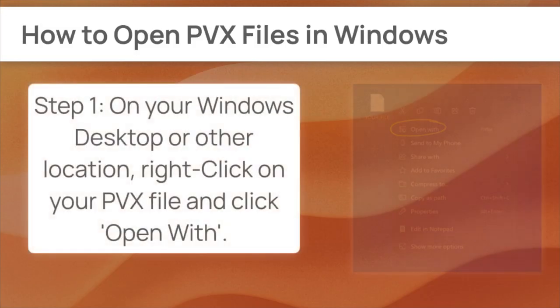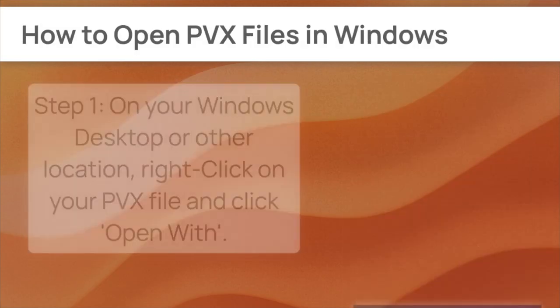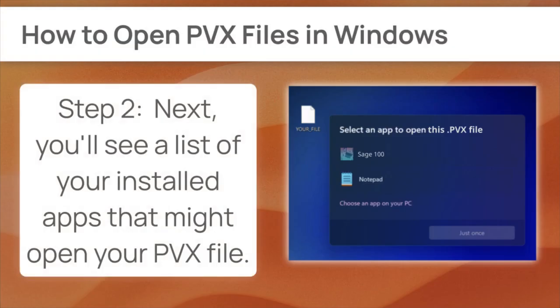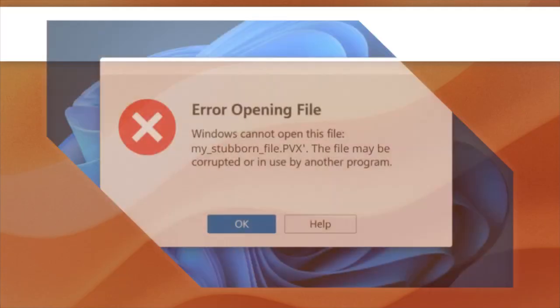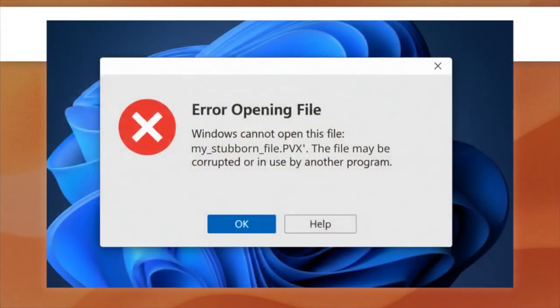Let's find the specific program that reads the file signature. Right-click the PVX file and hit Open with. Test Sage 100 if available. If not, choose a different app. The issue is often a slight incompatibility. If you cannot access the PVX file, no problem.